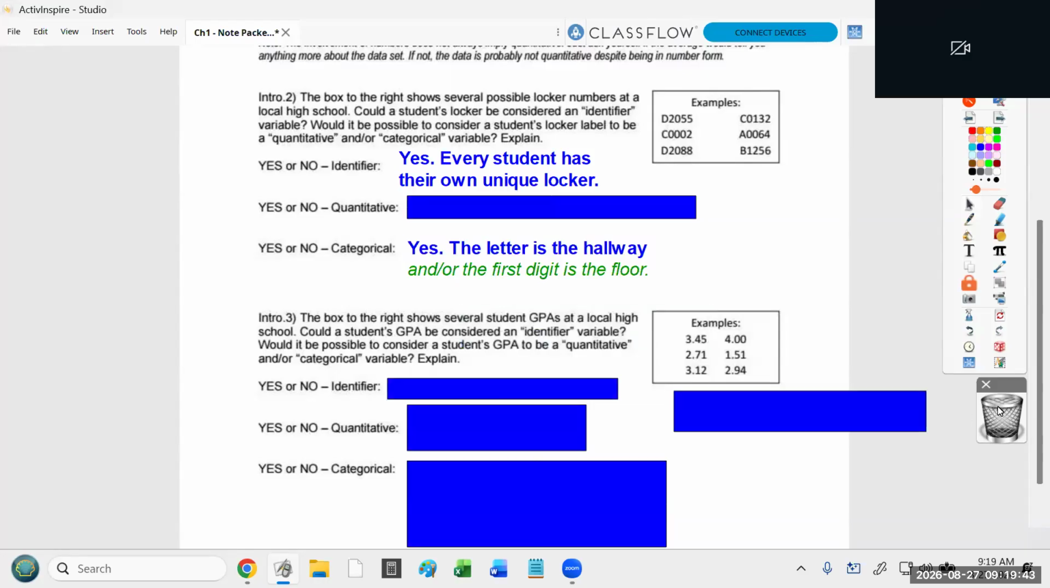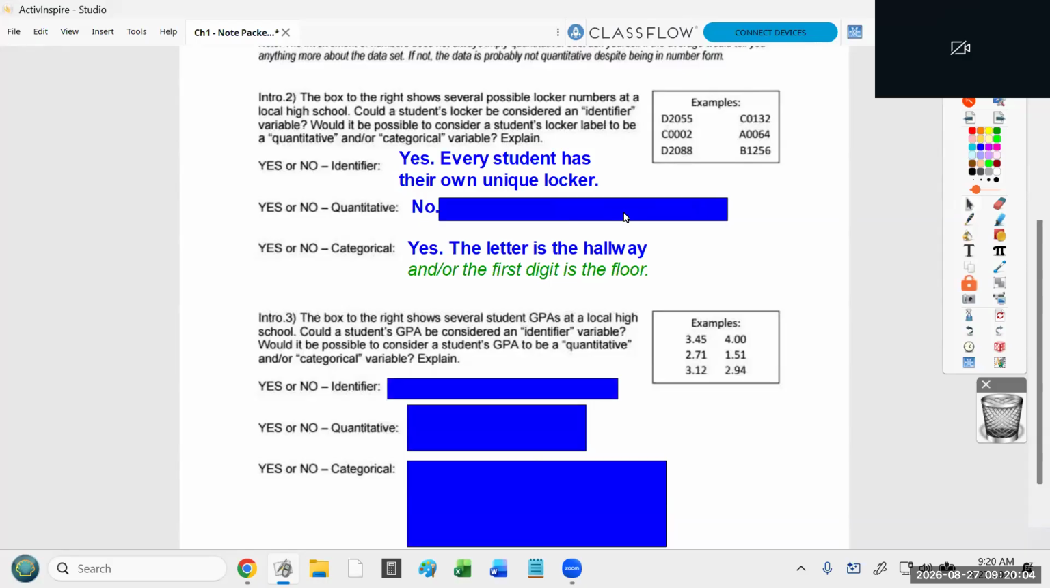Okay. So you could say yes because the letter is like a hallway or a location in the building. Or you could say the first digit is a floor because that's a pretty common feature. And Einstein has an underground level. It has a basement. So a 0 would be a basement, 1 would be the main level, 2 would be the second floor. Okay. Now for quantitative, the answer is no.